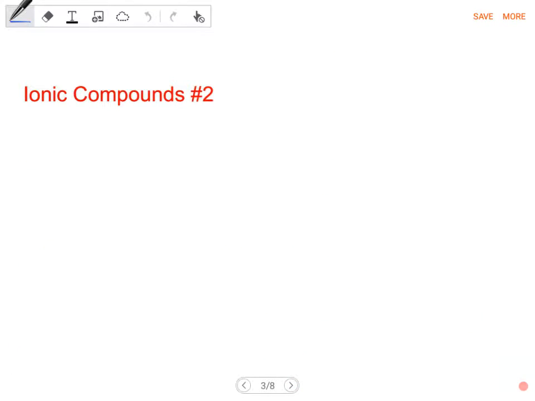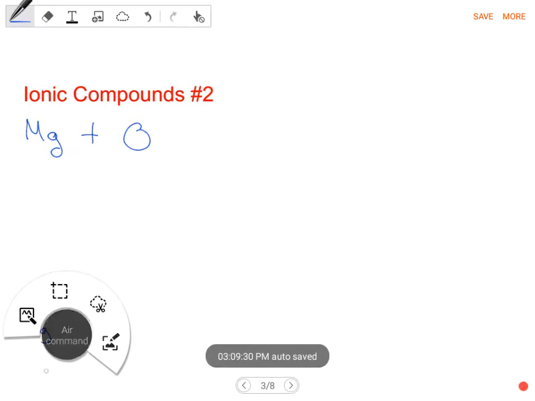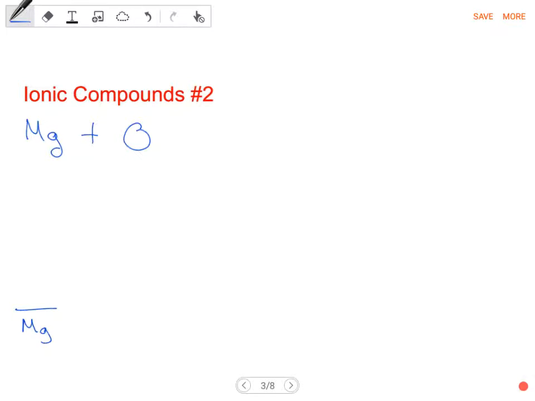I'll give you another example. Let's go magnesium plus oxygen. Okay? So let's do the 2-8-8 rule. So magnesium has 12 protons. Let's fill out our 2-8-8 rule. 2-8-8. So 2 can go there, 8 can go there. Well, that's not going to be good.